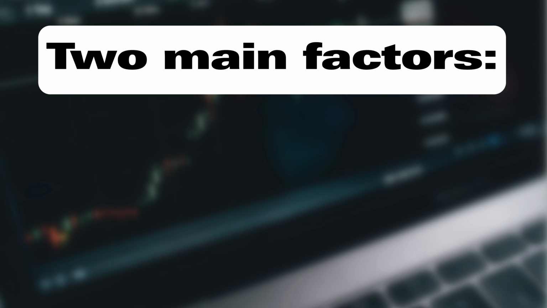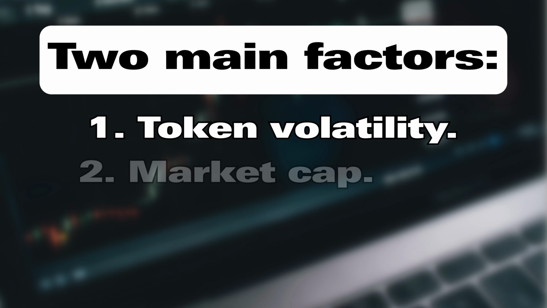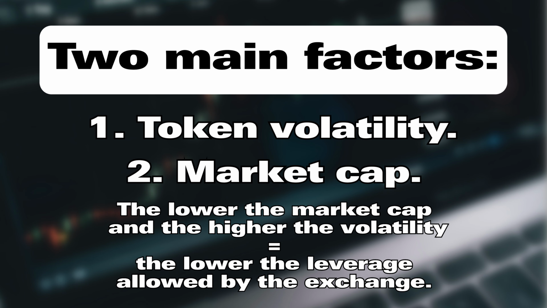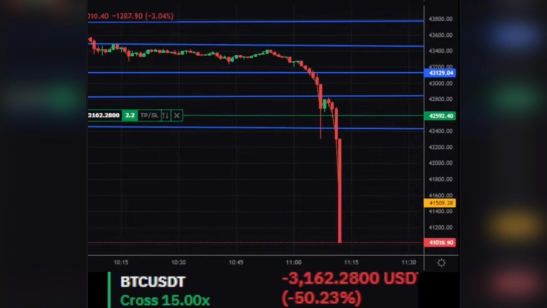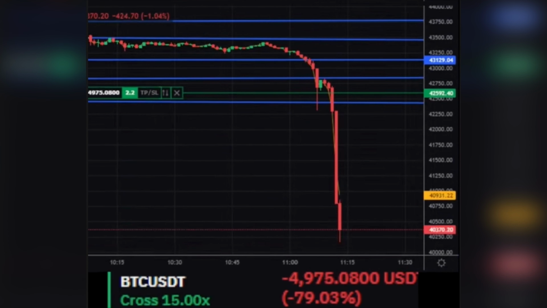It depends on two main factors: token volatility and market cap. The lower the market cap and the higher the volatility, the lower the leverage allowed by the exchange. Remember, using high leverage comes with huge risk. Many traders who use it end up getting liquidated. I will also explain how liquidation works in this video.